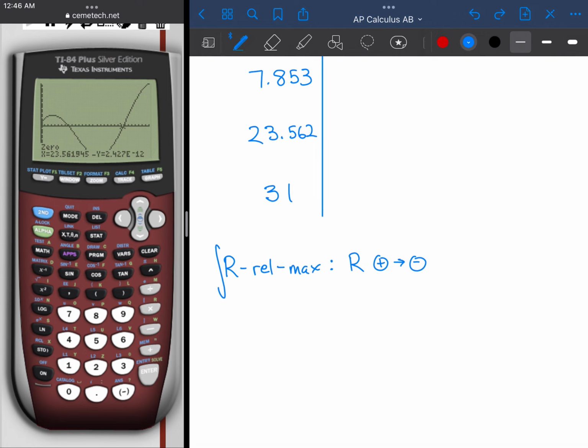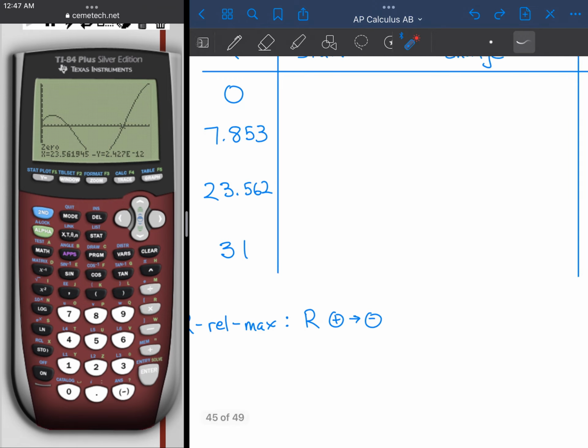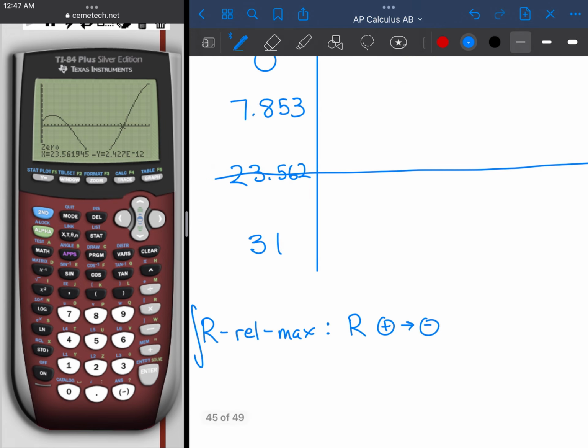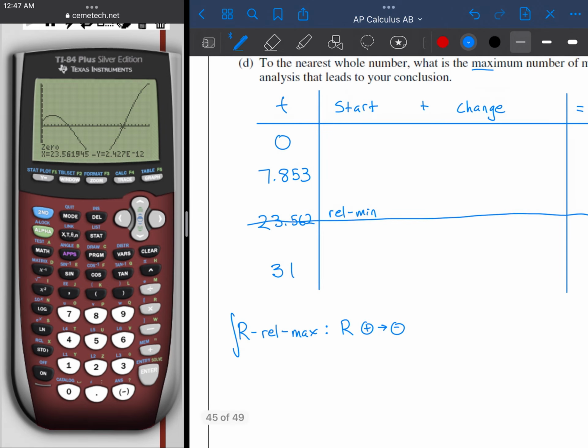We need a height that goes from a positive to a negative. That's the main thing. Look at this graph over here on the left. Do you see a height go from a positive to a negative? Yes, you do with this t coordinate of 7.853, but with this 23.562, it goes from a negative to a positive, which is a relative minimum. So that one can be excluded, and we'll even say that as well. We'll say cross that one off because that one is a relative minimum, which can never be a maximum.